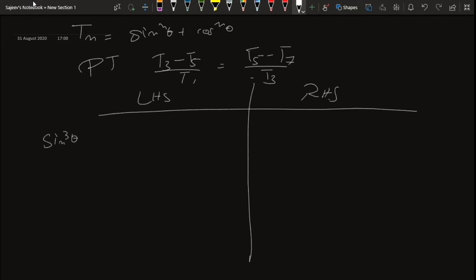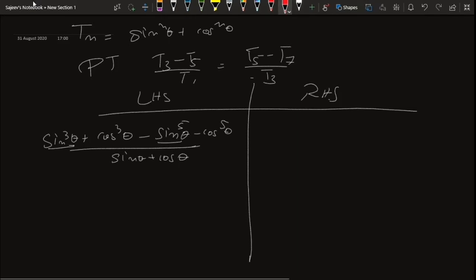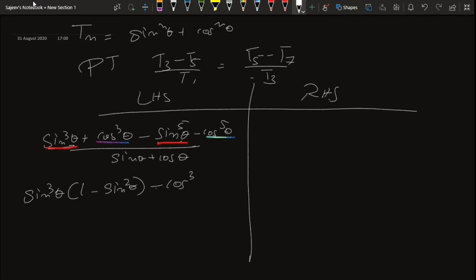So LHS is sin cube theta plus cos cube theta minus sin power 5 theta minus cos power 5 theta, divided by sin theta plus cos theta, right? Now let me group these sin terms and cos terms. We have a sin cube theta and a sin power 5 theta, and a cos cube theta and a cos power 5 theta. So I can take sin cube theta from those two, I'll get sin cube theta into (1 minus sin square theta), 5 minus 3 is 2, plus cos cube theta into (1 minus cos square theta), divided by sin theta plus cos theta.